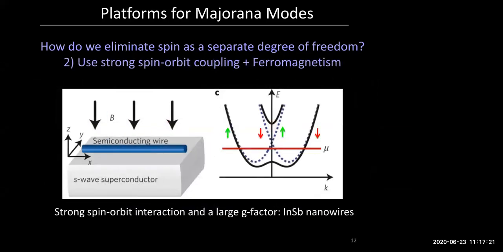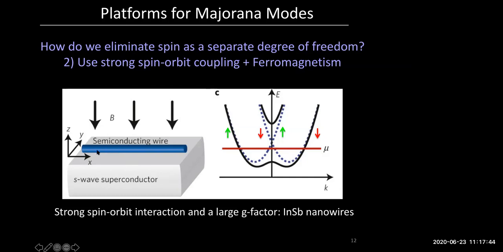Another way of getting a Majorana mode is to use the geometry I talked about earlier, where you have a semiconducting wire with strong spin-orbit coupling. And I'll show you in a second why spin-orbit coupling is important. You place this on an S-wave superconductor, and in this case, you can realize Majorana modes at the ends of this wire.